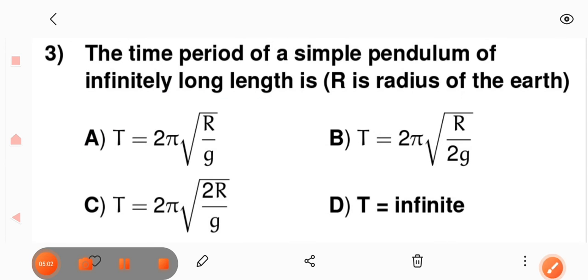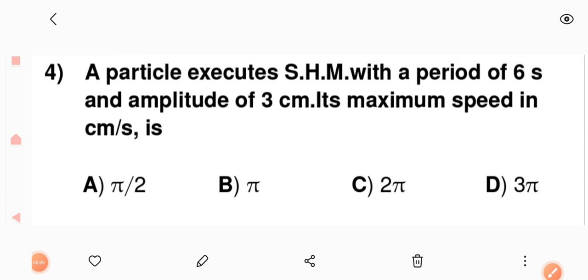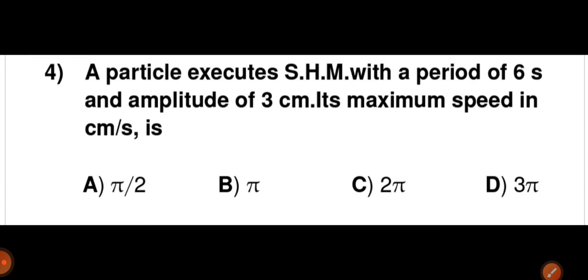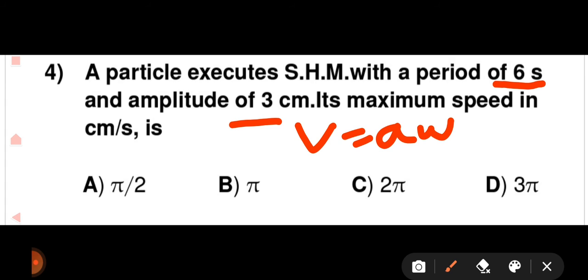Now we'll move to the next question, that is question number 4. Question number 4 says: a particle executes SHM with a period of 6 seconds and an amplitude of 3 centimeter. Its maximum speed in centimeter per second is: pi by 2, pi, 2 pi, and 3 pi. These are the options. So friends, in the given question the period of 6 seconds is very important, and the amplitude a is equal to 3 centimeter is also very important. We know the formula v is equal to a omega. Using this formula we are going to solve the given question.